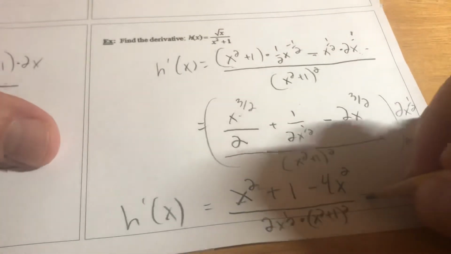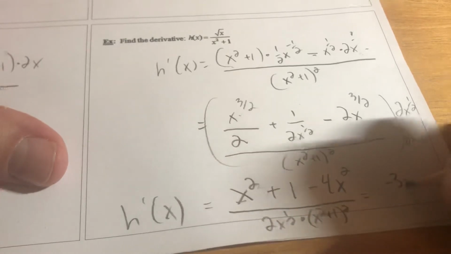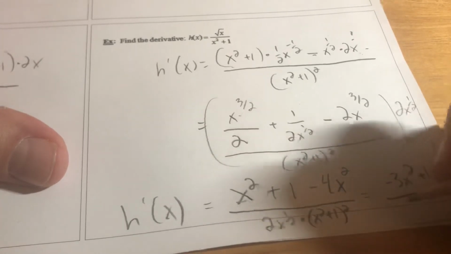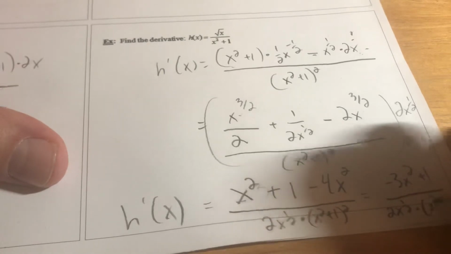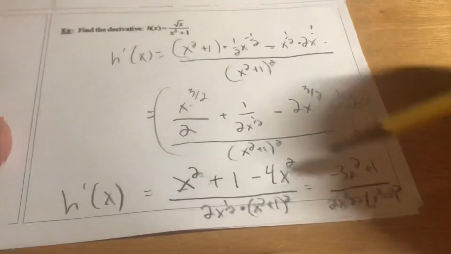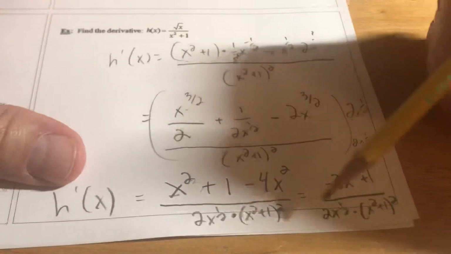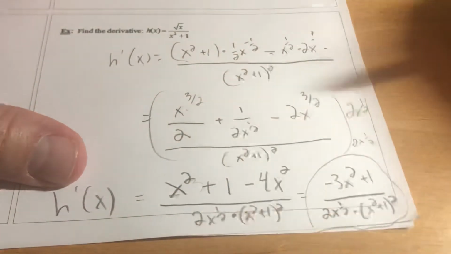And then we'll just clean that up briefly to negative 3x squared plus 1 over 2x to the 1/2 times the quantity x squared plus 1 squared. Do we have to multiply that out and simplify? I'm not going to right now.